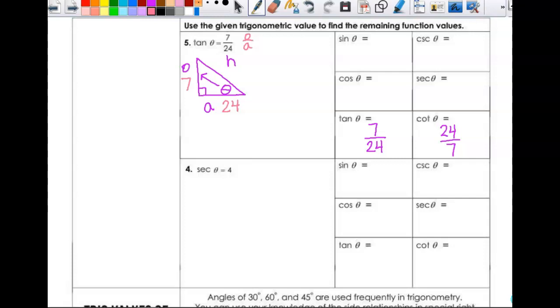Then I need to find the hypotenuse. How do I do that? Pythagorean theorem. So I get 7 squared plus 24 squared equals h squared. So that's 49 plus 576. You should know your perfect squares to 25 so that that doesn't become an issue. Otherwise, you're going to spend the whole time doing basic multiplication, which is a complete waste of your time. What's the square root of 625? 25. Yep. All right, fill in the rest of those ratios. These will be easy because nothing reduces.